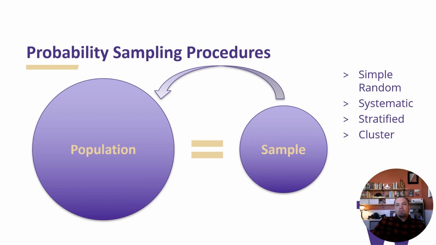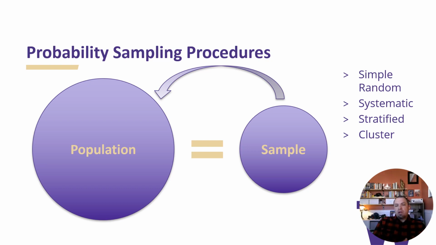And so those are the 4 probability sampling procedures. Keep in mind that sometimes these probability sampling procedures can actually be layered on top of each other, right? So you can take a stratified random sample within a cluster sample approach, for example, or a systematic sampling approach within a stratified random sampling approach. So they can be stacked on top of each other.